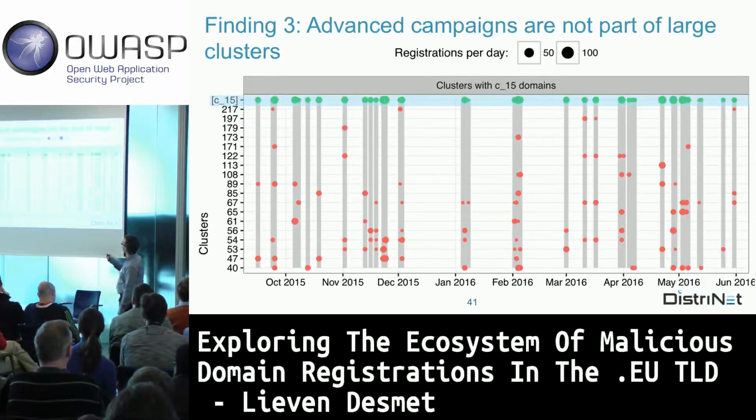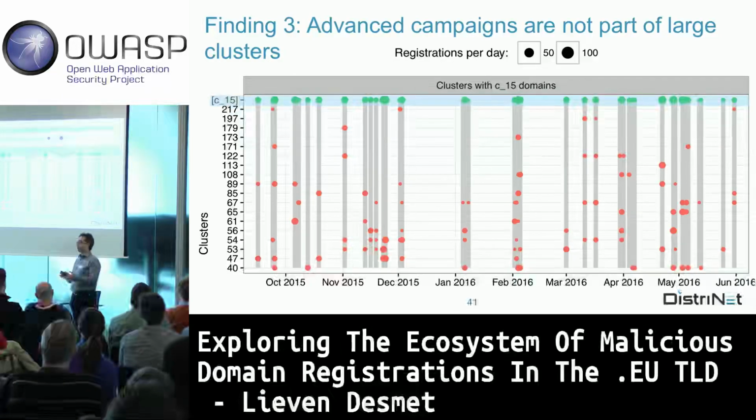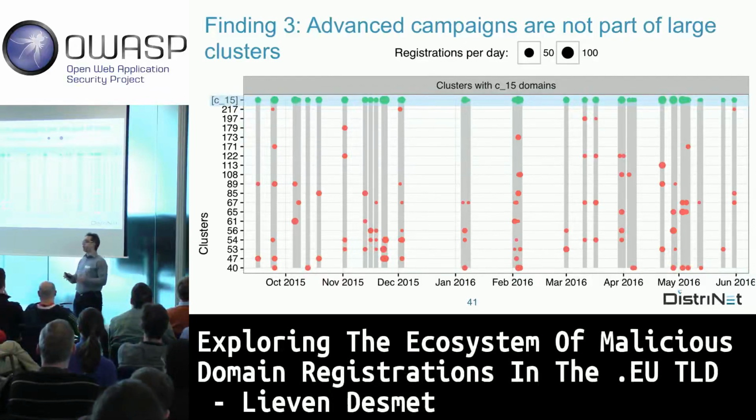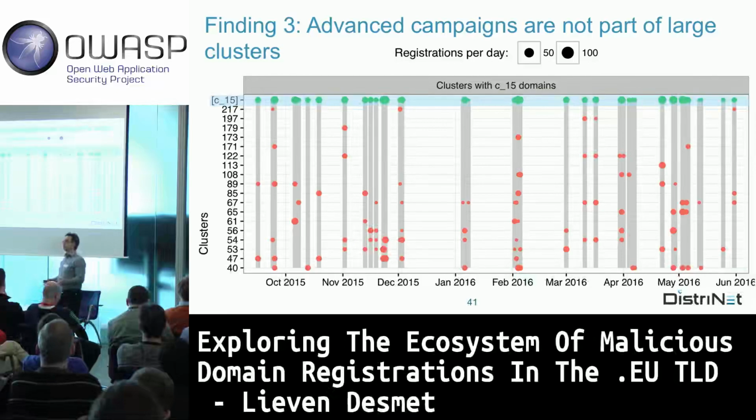So the green dots are the campaign, and the red dots here are all clusters contributing to that campaign. And we see that they have a lot of small clusters with very similar registration details, even running on the same days, but they have a lot of those different clusters. So it looks like this campaign is much more advanced, actually trying to circumvent automatic detection by clustering tools.